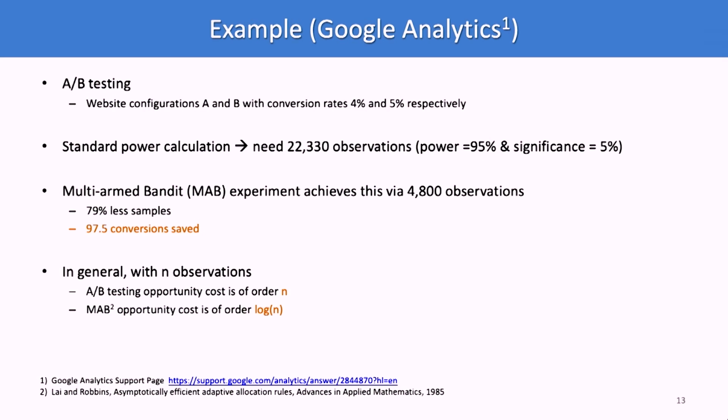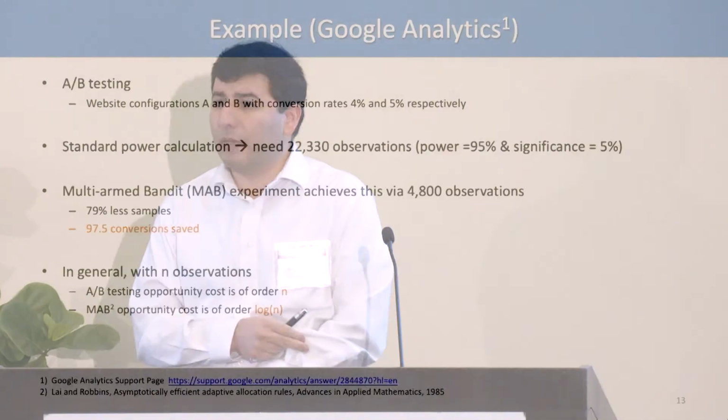if I run an A/B test versus a multi-armed bandit experiment, you end up needing 80% fewer samples, which means 80% less traffic is used to figure out which one of A and B is better. And that translates to about 97.5 conversions that are not wasted. So the opportunity cost of this experiment is reduced significantly. And mathematically, there is theory that says an A/B test's opportunity cost grows linearly in the number of samples, but multi-armed bandit experiments' opportunity cost grows logarithmically.